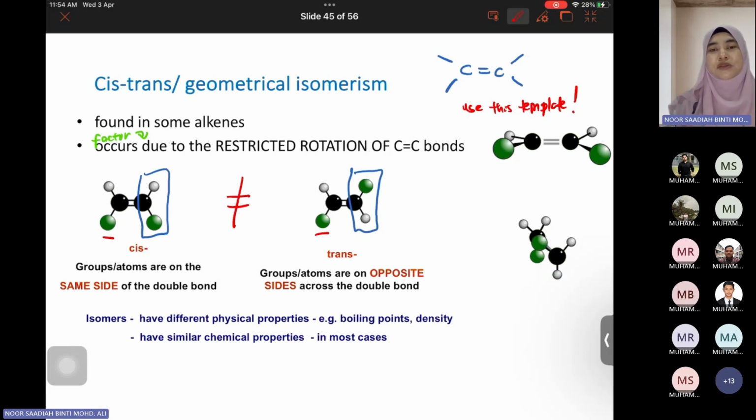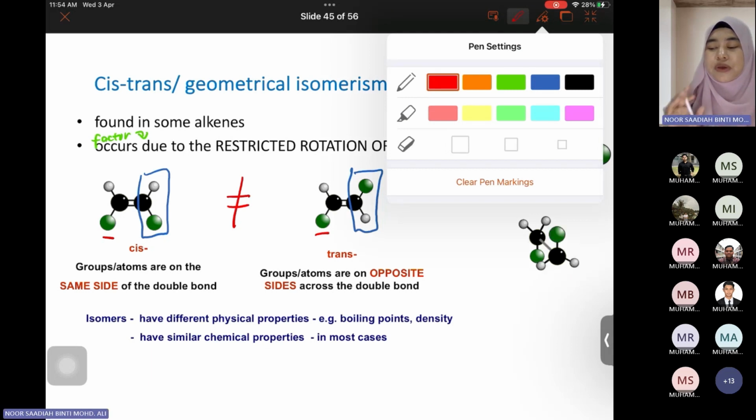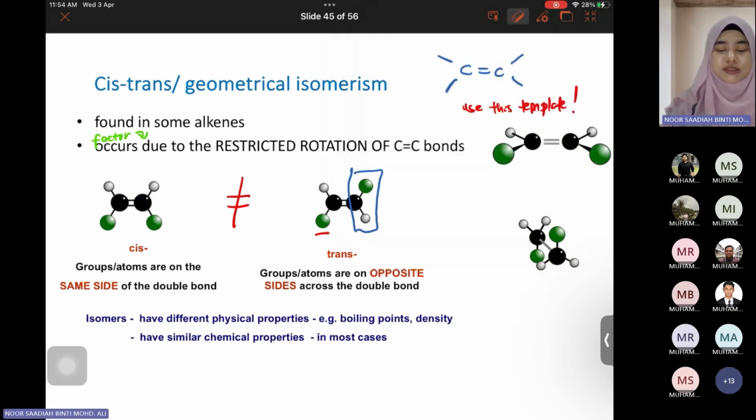Since we have a double bond, by right they should undergo the same organic reaction. Okay, so now, how do we identify which one is cis and which one is trans? How do we come up with the cis and trans isomer? This is very simple.